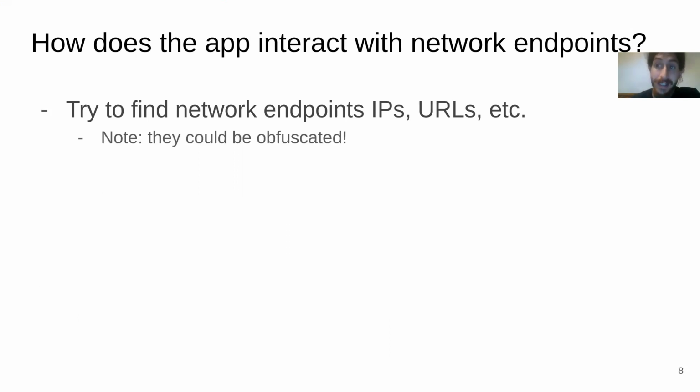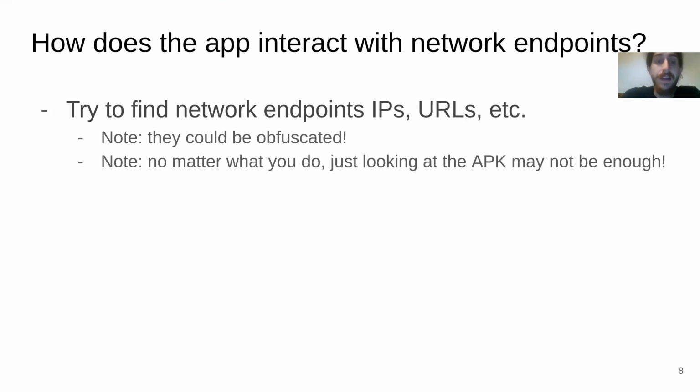Again, they could be obfuscated depending on your context. So if the app is not obfuscated, maybe you can just unpack the app, do grep HTTP, and then you find a bunch of URLs. But if the app is obfuscated or potentially obfuscated, this may not be enough, okay? You are not gonna see the HTTP in clear.